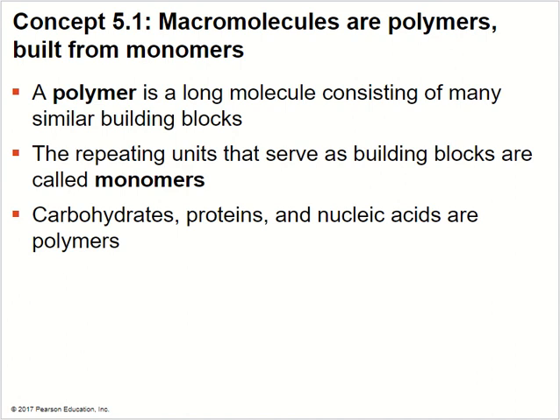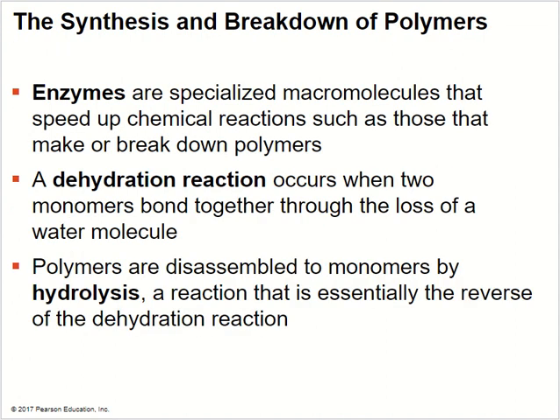Macromolecules are polymers built from monomer units. A polymer is a long molecule consisting of many similar building blocks. The repeating units that serve as building blocks are called monomers. Carbohydrates, proteins, and nucleic acids are all polymers made from monomeric units. Enzymes are specialized macromolecules that speed up chemical reactions, such as those that make or break down polymers.